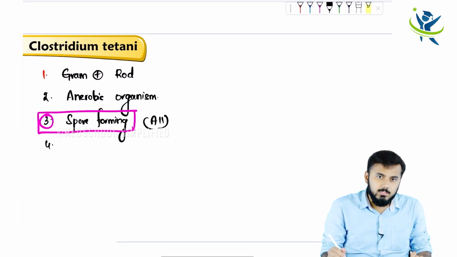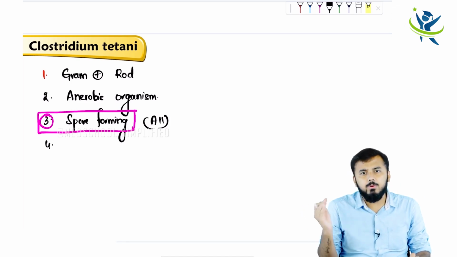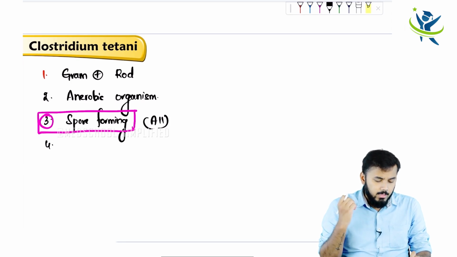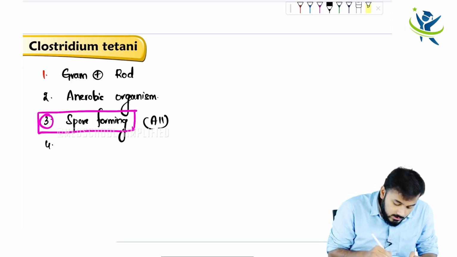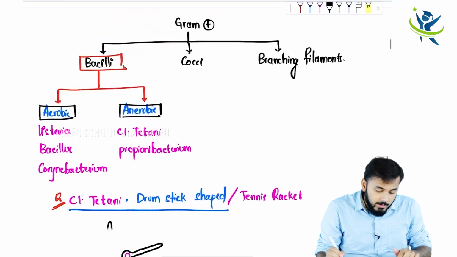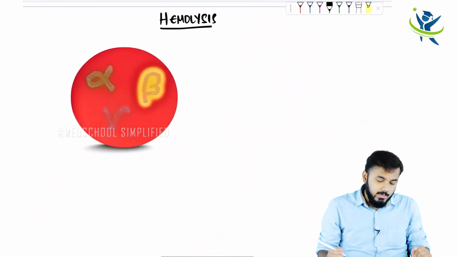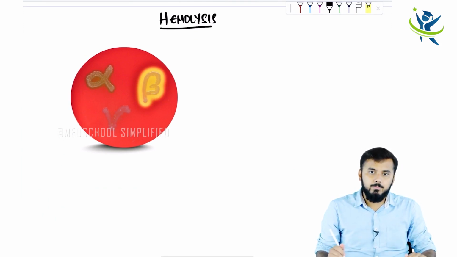Next, coming to the hemolysis. I have been discussing hemolysis in almost every video in detail, and I'll do the same in this video: what type of hemolysis does Clostridium tetani undergo? The hemolysis it undergoes is alpha hemolysis. Now what do I mean by alpha hemolysis? As you can see in this picture, there are three types of hemolysis: alpha, beta and gamma.